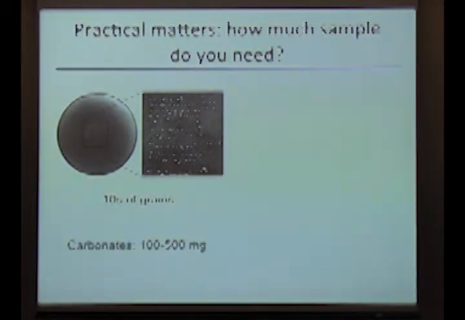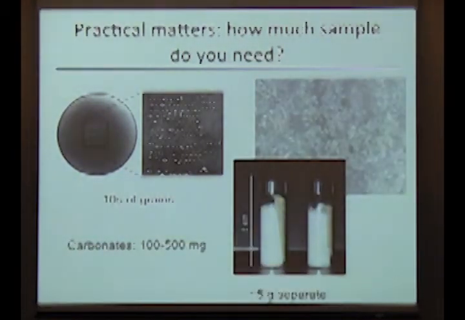If you're doing carbonates, you typically analyze somewhere around 100 to 500 milligrams of sample. If you're doing bulk mineral separates, depending on whether you're doing just thorium, you can get away with a few hundred milligrams of sample. If you're doing radium analyses, you need something on the order of a few to 5 grams of mineral separate, which looks like this. So you have a vial that's about that big that's mostly full of pure plagioclase.